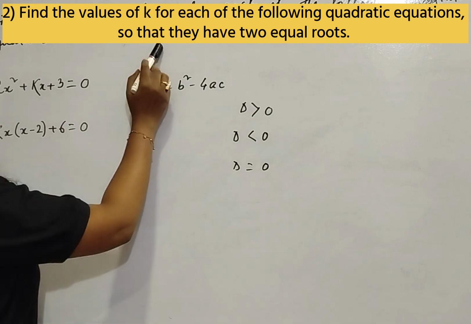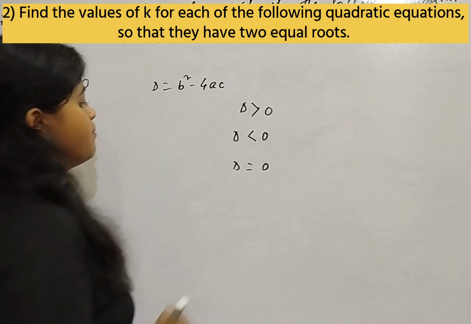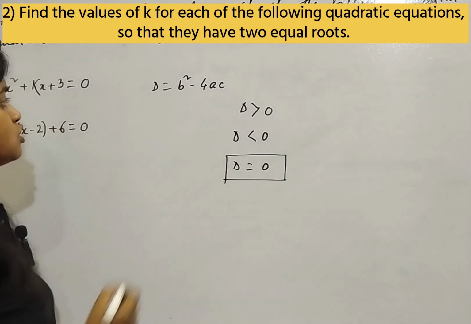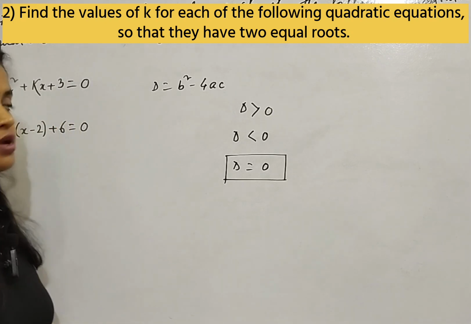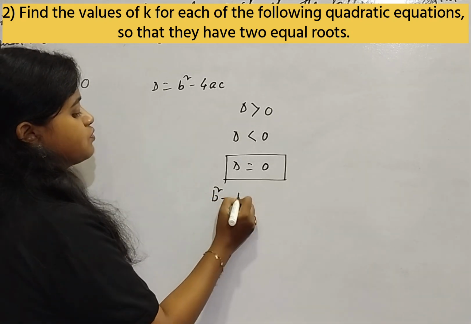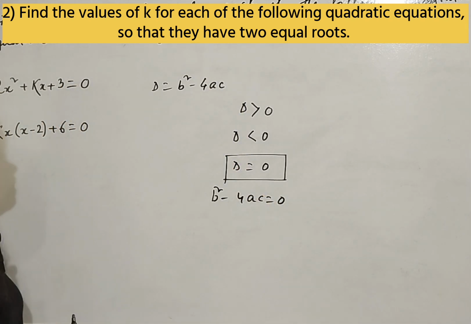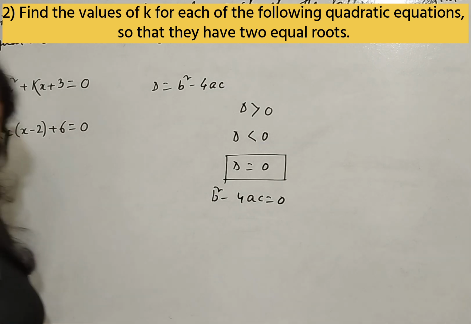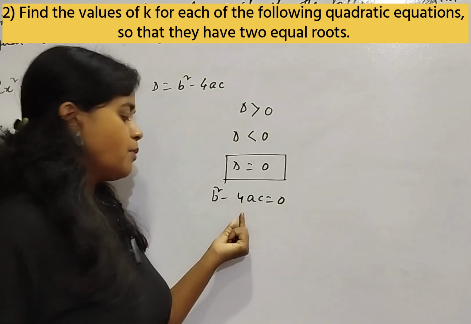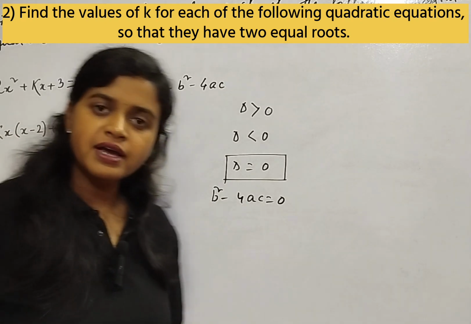So here they have two equal roots, which means this quadratic equation has two equal real roots, so D equals 0, meaning b square minus 4ac equals 0. We have to apply this formula because the condition given here is that the quadratic equation has two equal roots. That's why we have to put the values of a, b, c in this equation and find the value of k.